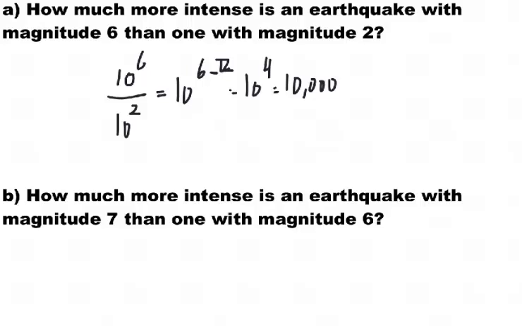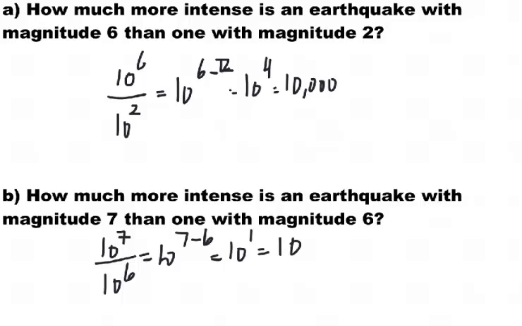Next question says how much more intense is an earthquake with a magnitude of 7 compared to a magnitude of 6. This means 10 exponent 7 divided by 10 exponent 6, which is 10 exponent 7 minus 6, which is 10 exponent 1, and any base exponent 1 is going to be the base, which is 10. So this means an earthquake with a magnitude of 7 is 10 times stronger than one with a magnitude of 6.